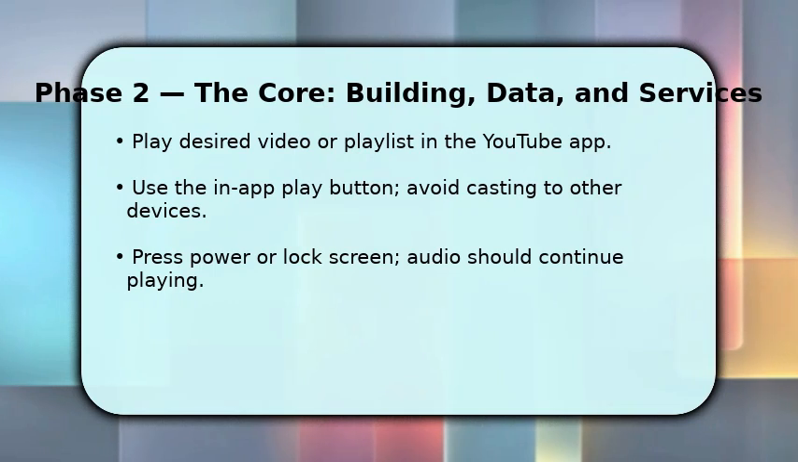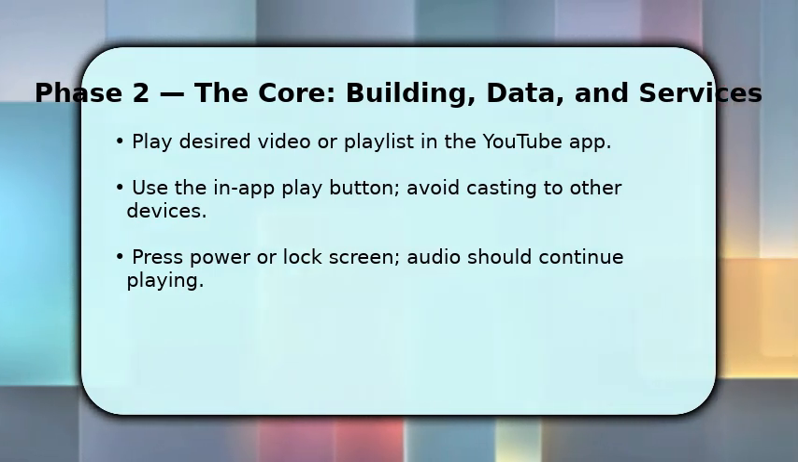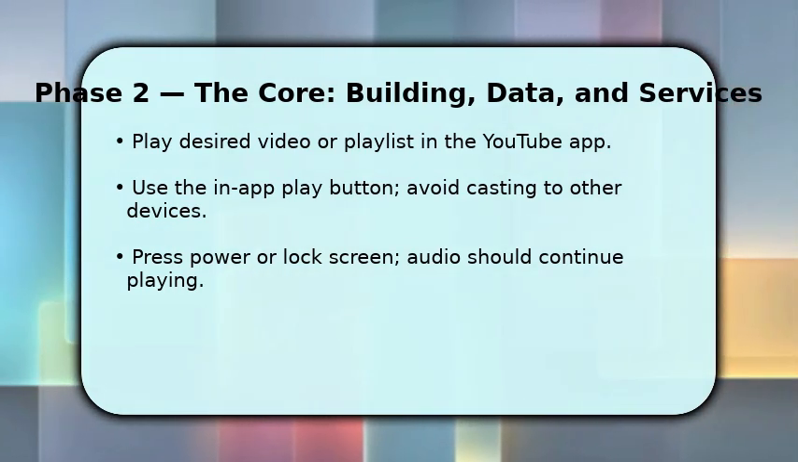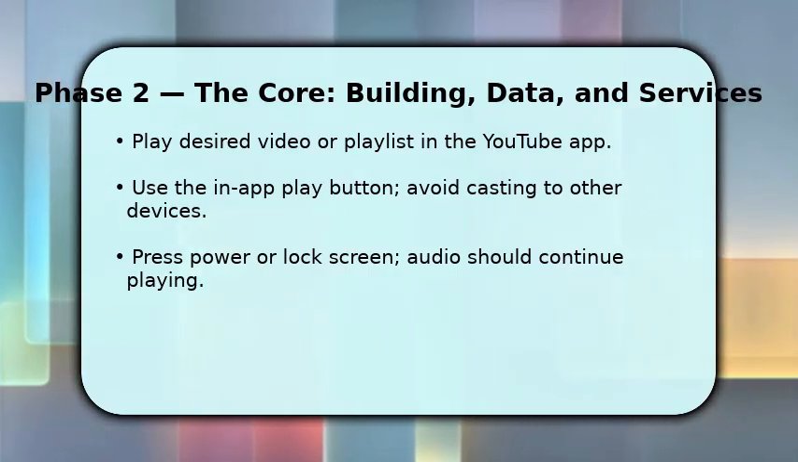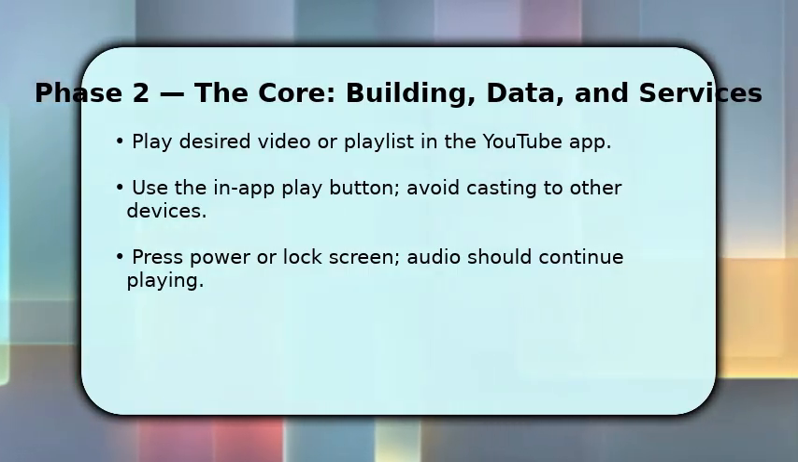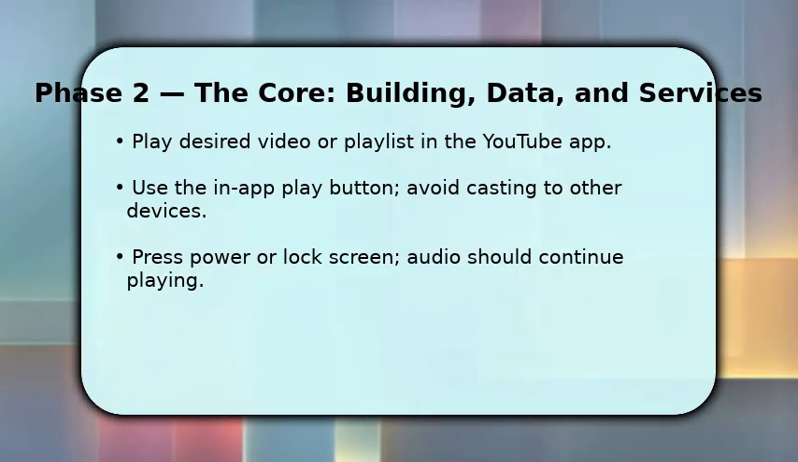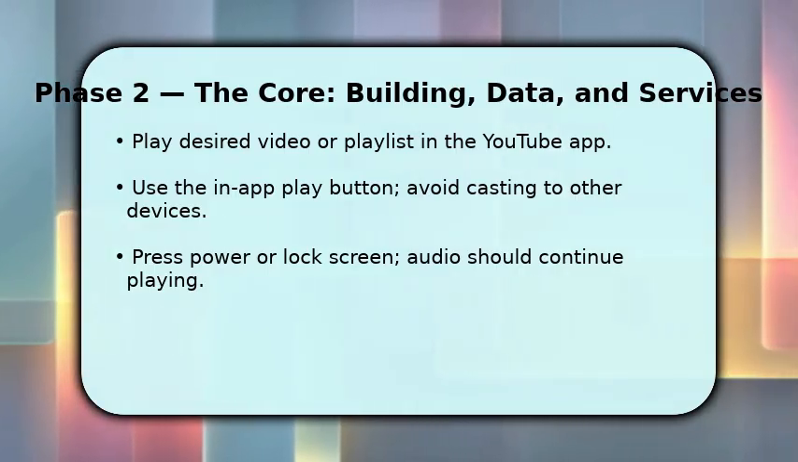Start the video or playlist you want, and make sure you're playing it inside the YouTube app on the signed-in premium account. Once the audio starts, do not cast to another device. Remain local. Press the power or lock screen button. Your audio keeps playing because background play is active.